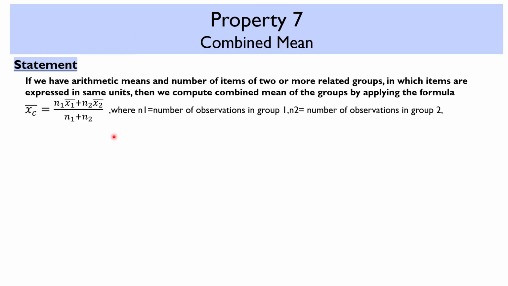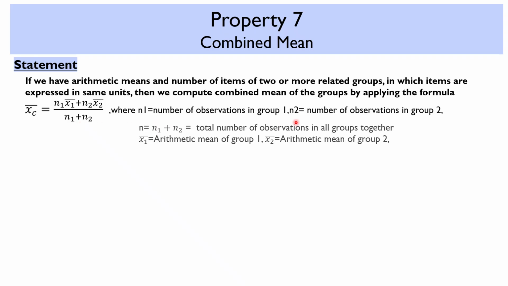For two groups, it will be x bar c is equal to n1 x1 bar plus n2 x2 bar upon n1 plus n2, where n1 and n2 are number of observations in corresponding groups, and small n is representing total number of observations in all groups together. x1 bar, x2 bar, x bar c are representing arithmetic mean of groups and combined group.